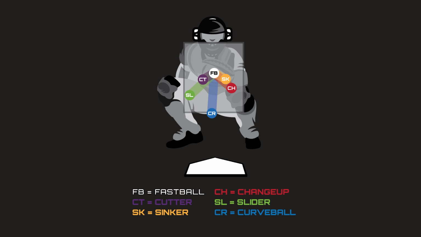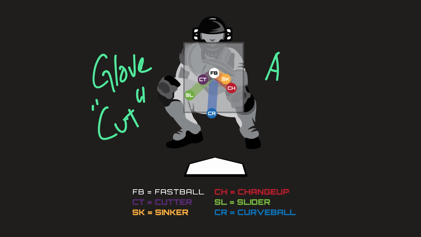But this is just a good way to illustrate all these different pitches, because if you don't know the difference, this is glove side and this is cut. And this is arm side. And this is what we call run. So if you throw your fastball, sinkers, they will run to your arm side. Changeups will run to your arm side. Cutters, sliders, and curveballs all have cut, and they move to your glove side.